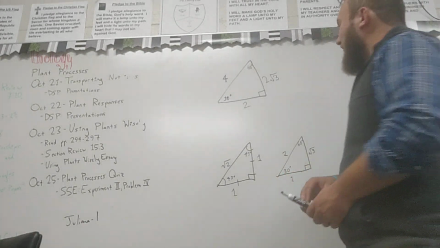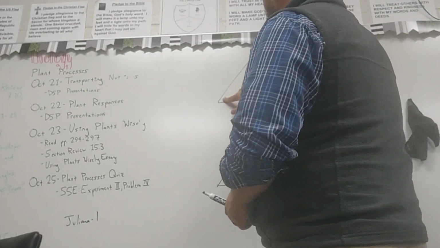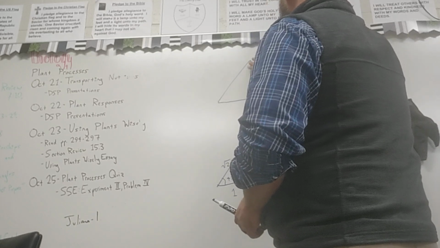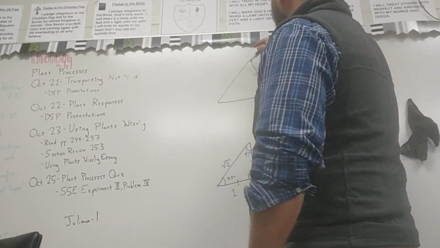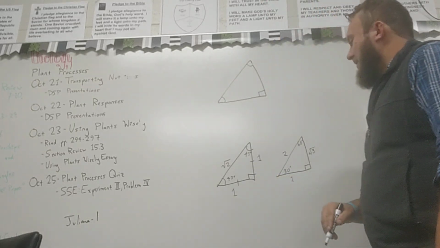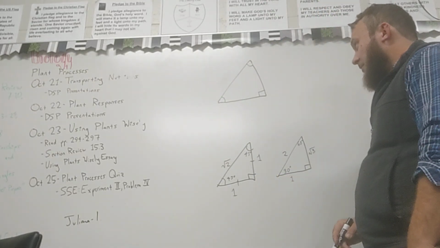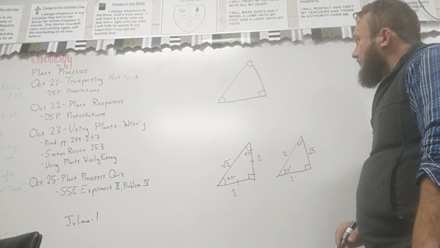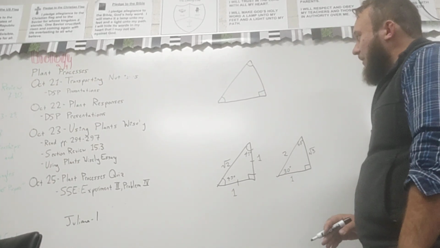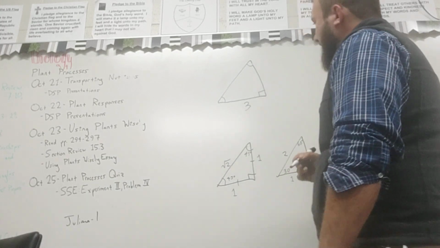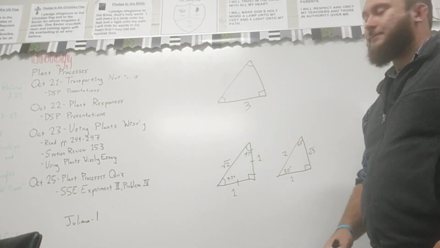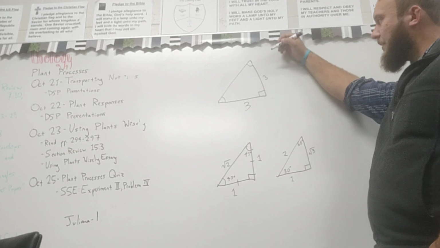Now, if we have a 45, 45, 90 triangle, as long as we have one side, we can determine what all the other sides are. So let's try an easy one and then do a tricky one. Let's say this is 3. Because it's 45, 45, 90, it's automatically isosceles. So we know this has to be 3.